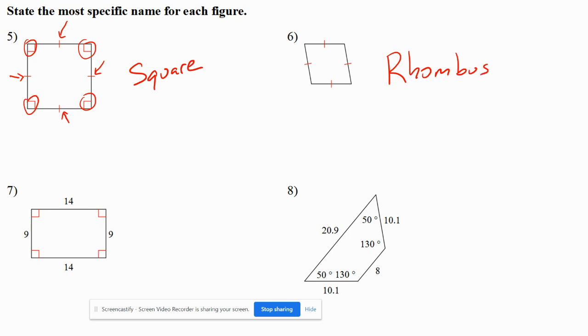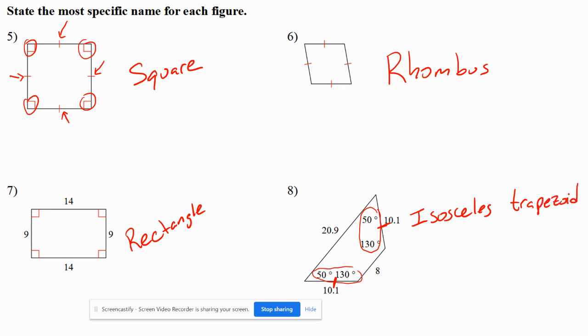Now, looking at number 7, all the angles are equal, but the sides are not. So this is what I call a rectangle. When it comes to question number 8, I notice these two numbers add up to 180. These two numbers add up to 180. And then also, these two sides are equal. If you twist it around, you're going to be able to see your isosceles trapezoid.